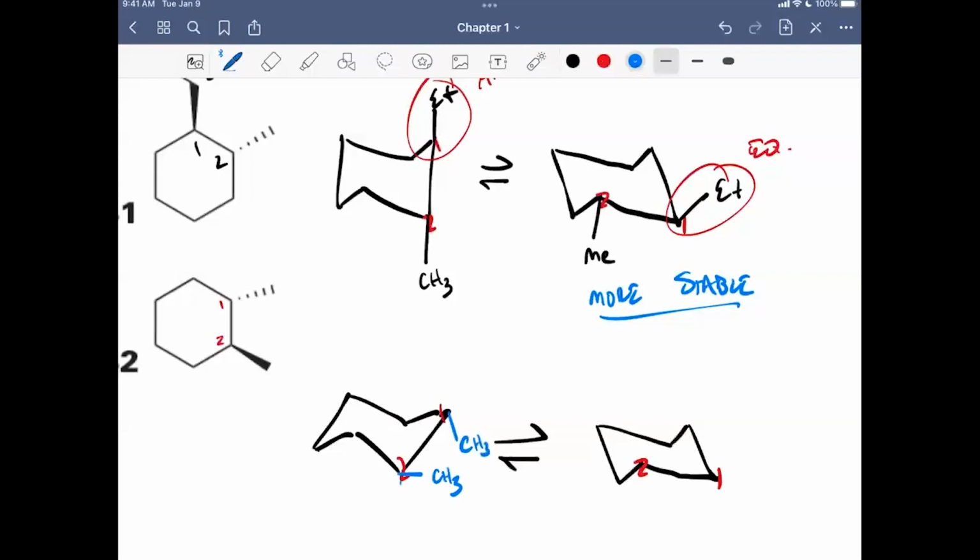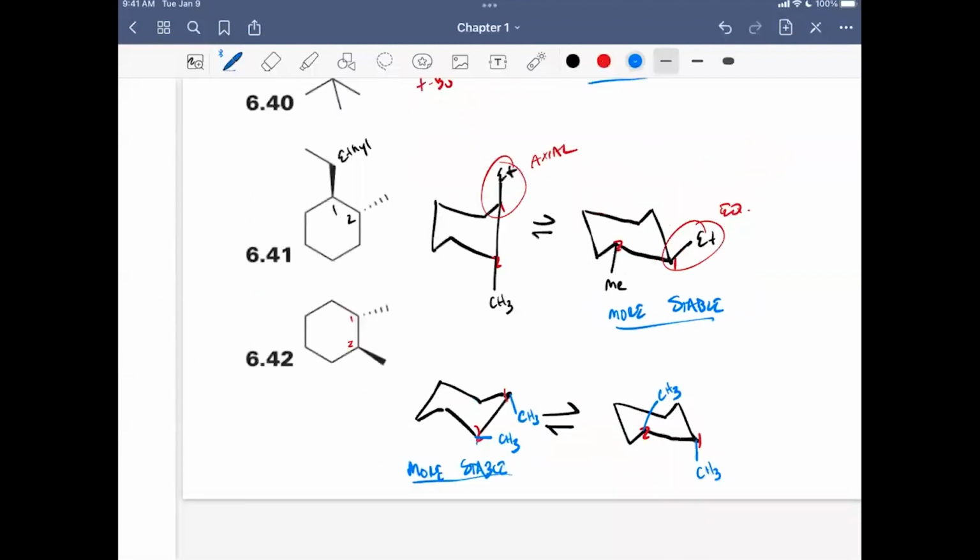Our second one, we're going to have a dash, which is down on carbon 1, CH3 group, and then a wedge that is up, a CH3 group. This first one is definitely going to be more stable, right? Because both those methyl groups are on equatorial positions, so that would be more stable.